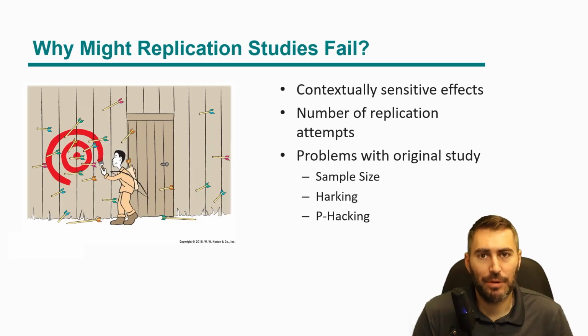What caused the replication studies to fail? Well, let's talk about 3 issues that might have been involved. First, there may be contextually sensitive effects. Some of the measures and manipulations used in replications may not have had the same meanings as the original. Some original effects are contextually sensitive, and when the replication context is too different, some authors argued the replication is more likely to fail.